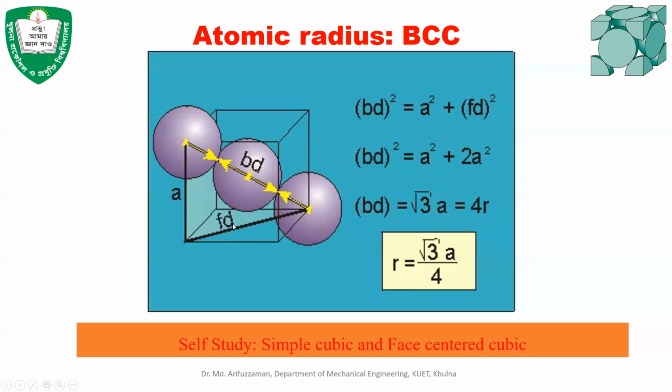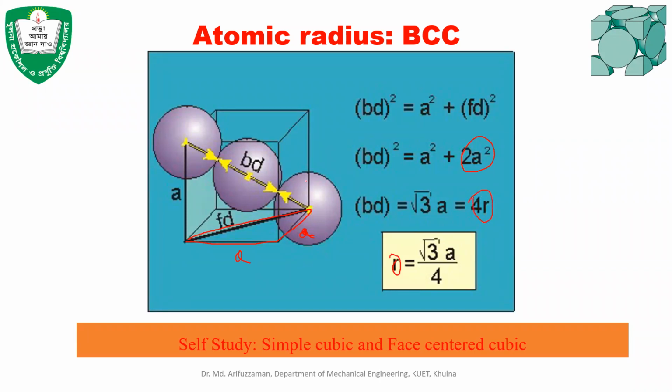And FD is also a diagonal. If we consider this a right-angle triangle, this is A and this one is also A. So FD square equals A square plus A square, which is 2A square. Then we can find BD equals root 3 A, which is equal to 4R.